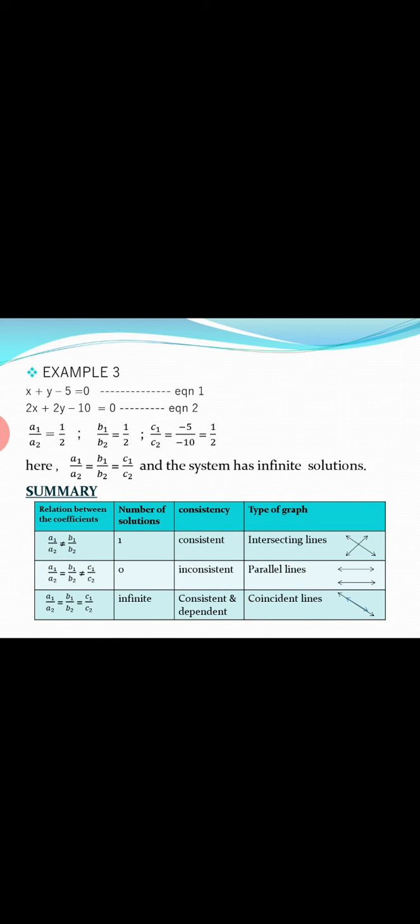The third case is where a1 by a2 is equal to b1 by b2 and also equal to c1 by c2. In this case, the number of solutions will be infinite. It will be consistent and dependent, and the type of graph will be coincident lines.